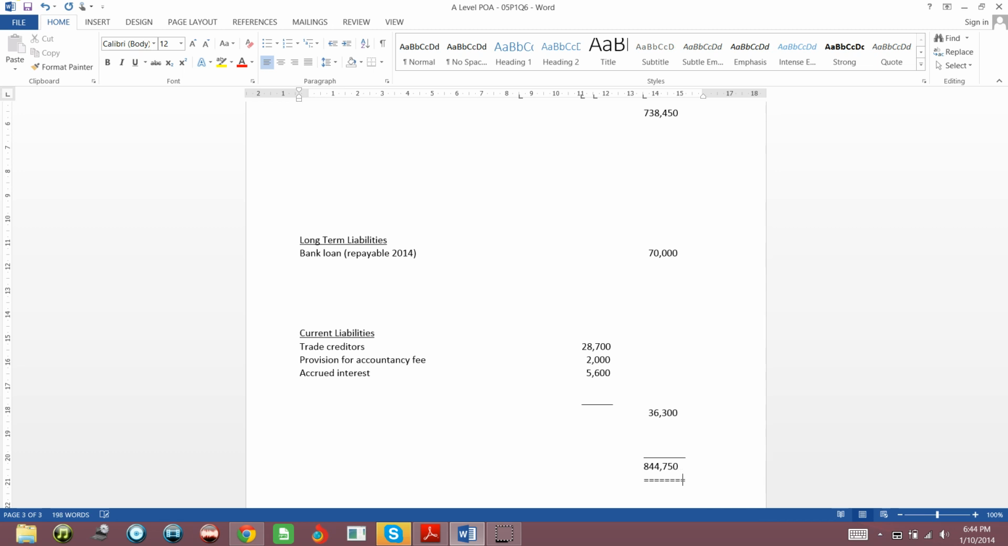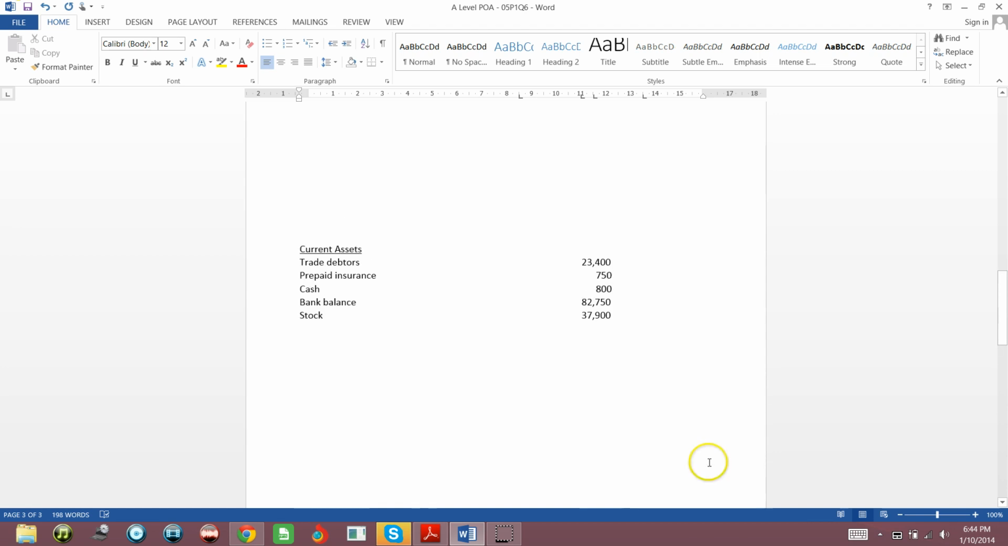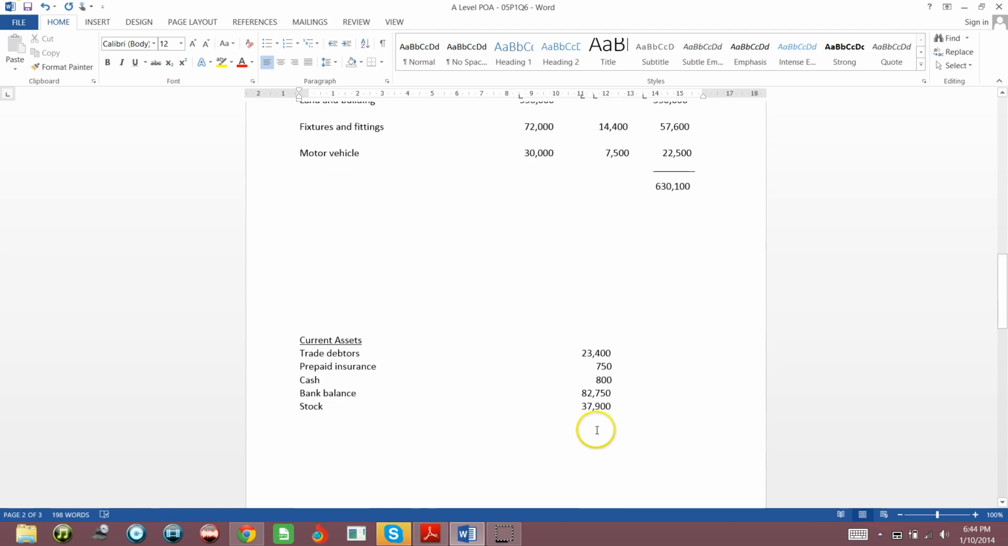Then I underline. Okay, this number here should balance with the other page of the balance sheet, which is the current asset, which is the total asset part, 844,750. So now I'm going to total this. Over here, also the same thing. I'm going to leave a few lines, and then I'm going to do up the total. So use your calculator to total this.